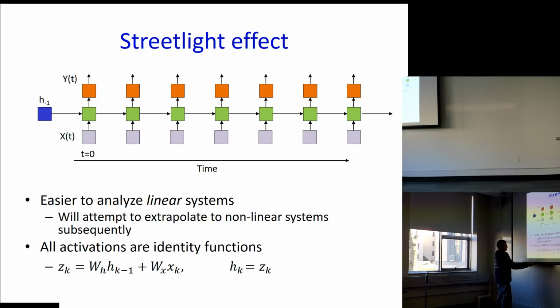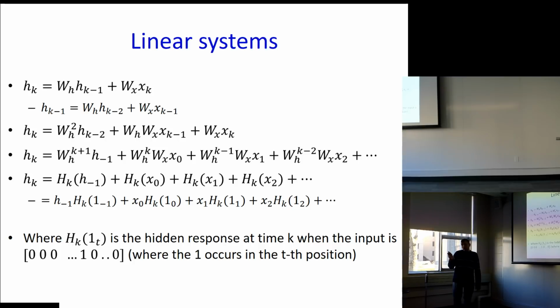The input to the hidden layer is a sum of a weighted combination of the output of the hidden layer at the previous time and the inputs at the current time. And the output of the hidden layer is just the input itself, because the activation is just linear. We are assuming no non-linearity for the moment. So here's how the system is going to behave.